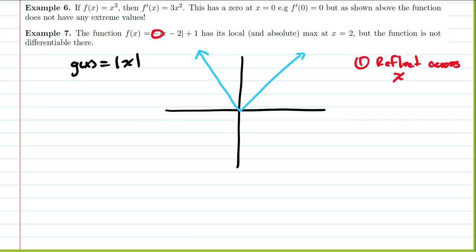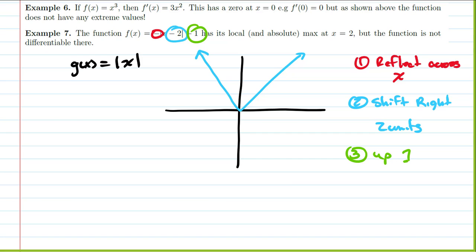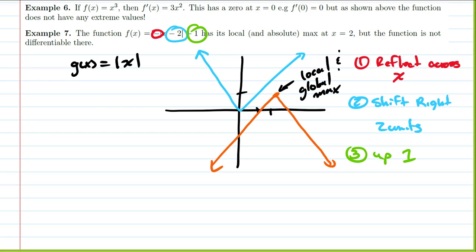So then this is going to be a reflection, the minus 2 is going to shift right 2 units, and the plus 1 is going to make it go up 1 unit. So if we do those things, we flip it over, we go right 2, and we go up 1, we're going to get a graph that looks something like this, right? Just as advertised, we indeed do have both a local and global max. So what is the slope at that point?